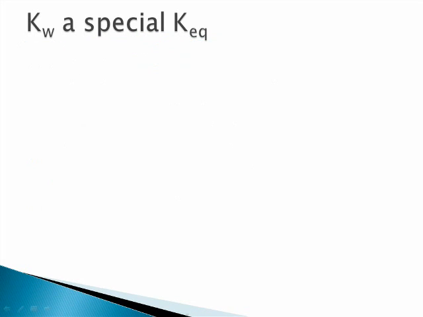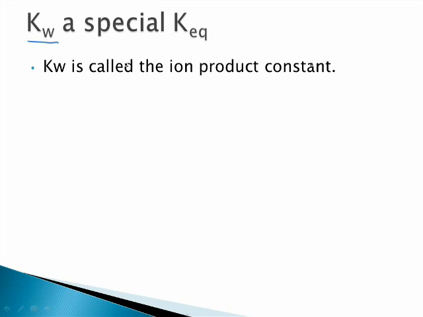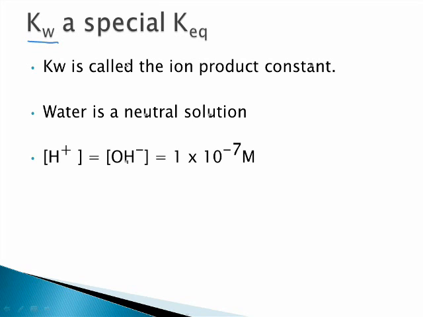Now, last chapter we talked about K equilibrium. For water we have a special equilibrium constant. It's Kw. Kw is called the ion product constant for water. We know that water is a neutral solution. That means the concentration of the hydrogen ions equals the concentration of the hydroxide ions, and we're going to give that a value of 1 times 10 to the minus 7 moles per liter. They're equal, so in a neutral solution we have an equality here. Those are always going to be the same if it's a neutral solution.